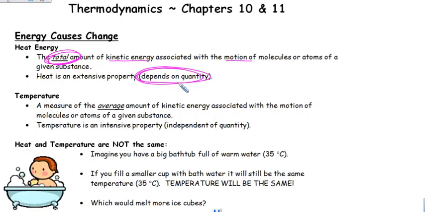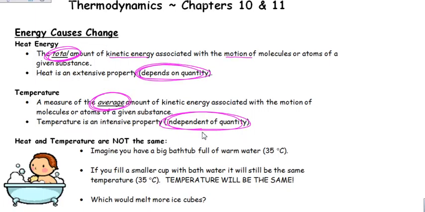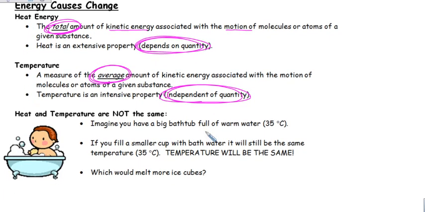Temperature measures average kinetic energy associated with a sample of particles. If we're measuring average kinetic energy, temperature is an intensive property. It's independent of quantity. It doesn't matter your sample size, you'll get the same average kinetic energy or average temperature. So here's kind of an example. Here's how I keep the two straight.